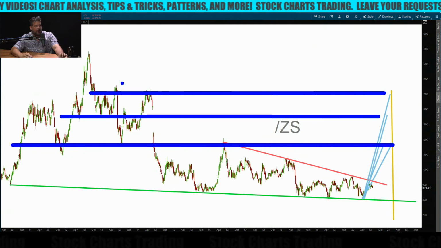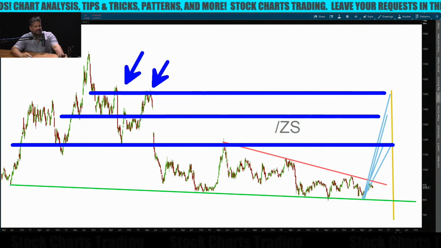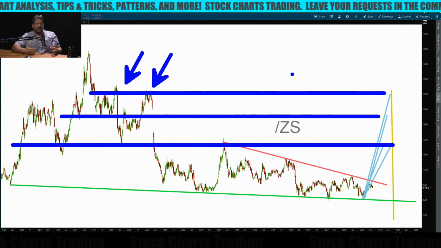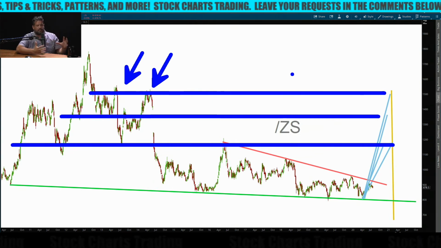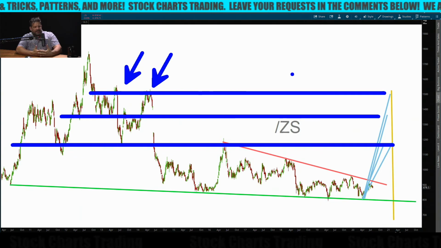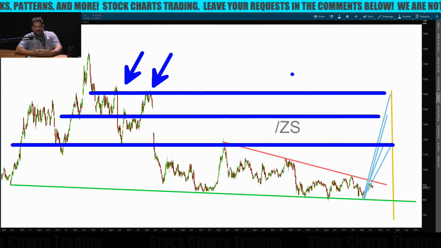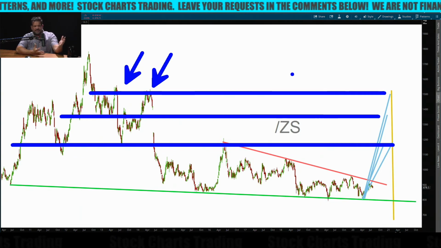And where does that go? It goes right up here into these resistance areas before. And that's what I'm trying to say. There's so much confluence with the way that the market works and how these come back to these support and resistance levels. And we can use these as targets now.